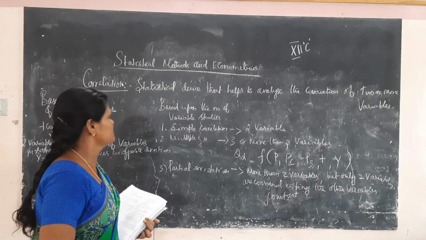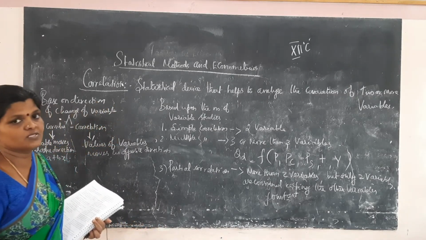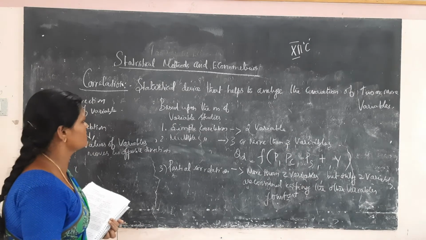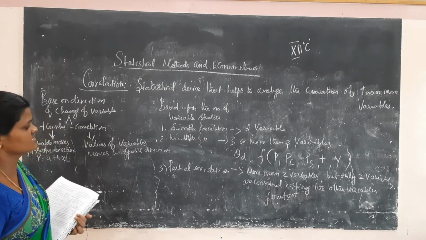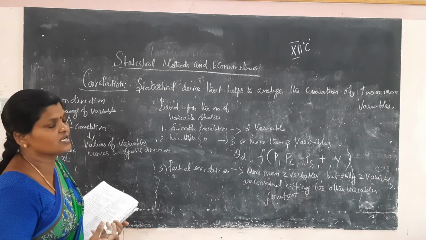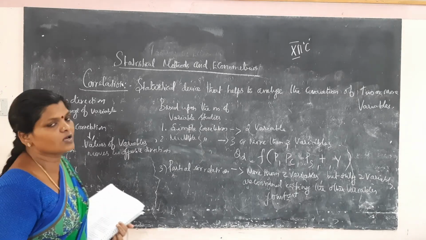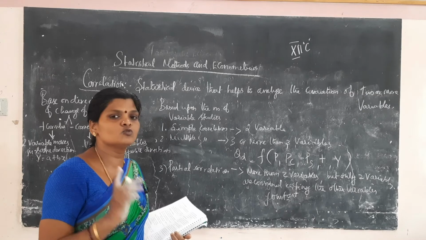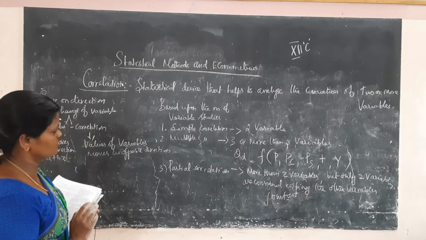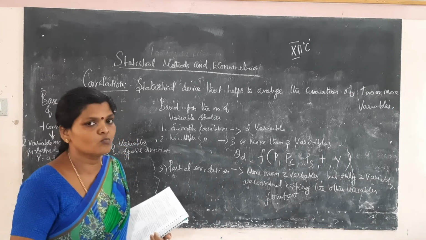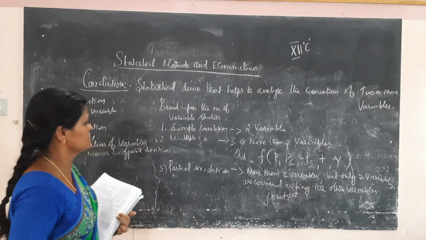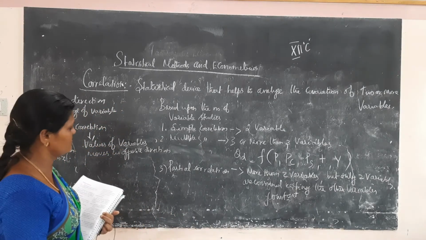Next type is based upon the number of variables studied. Depending on how many variables we take to study, we have to look at that statistics. The first one is divided into simple, multiple and partial. First one, simple correlation. It is the study of two variables. Multiple correlation means the study of three or more than three variables.